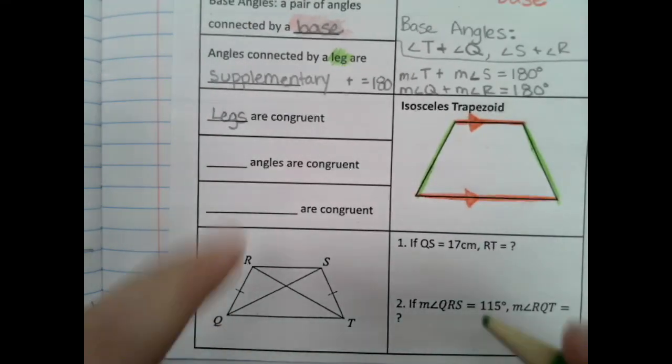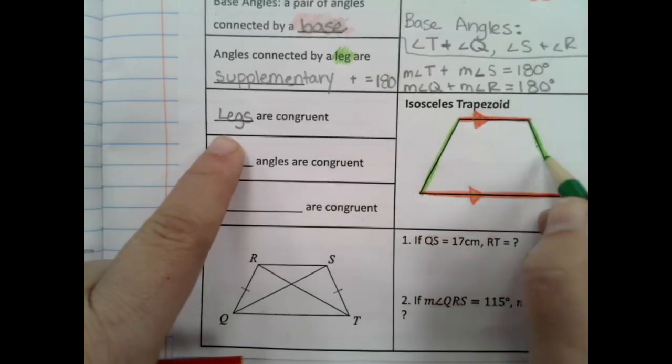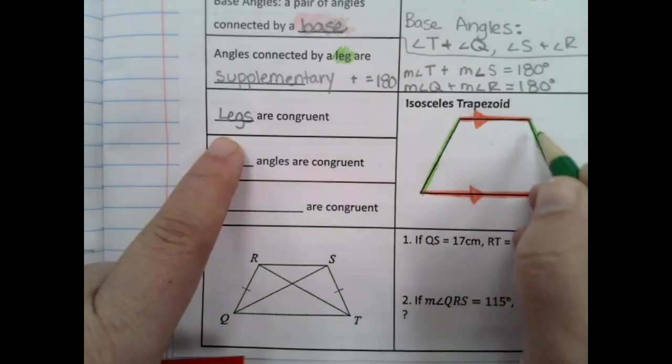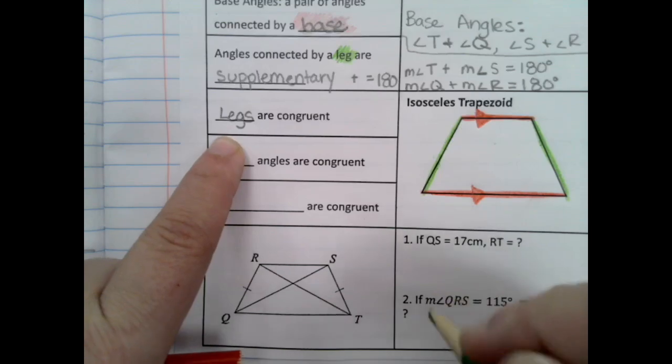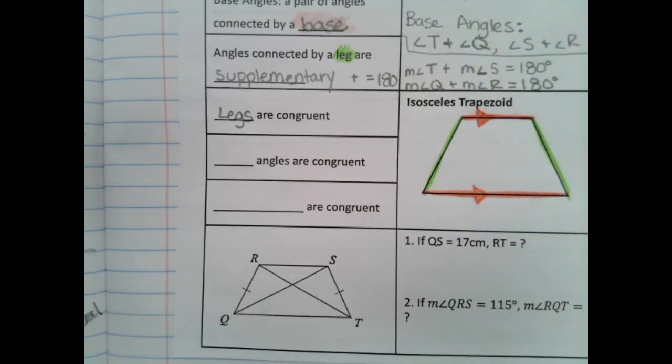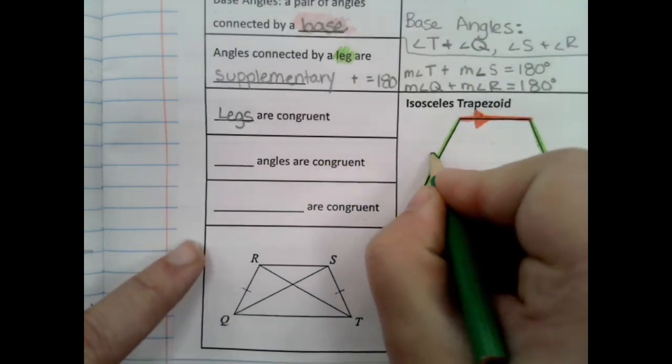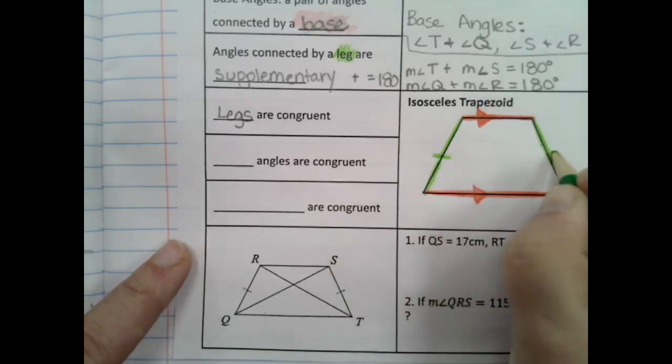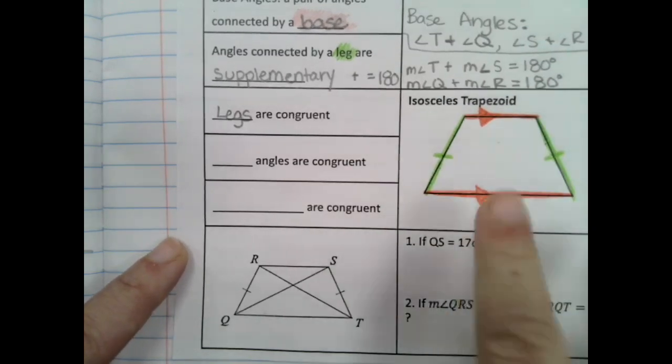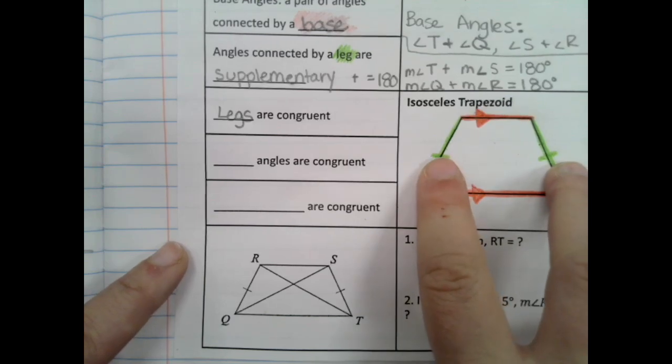As I look at our legs, we're looking across at these ones that aren't parallel. Those are going to be congruent. To mark two things congruent, we use little dashes when it's segments. So those sides are congruent. If you're not using colors, make sure you get those dashes in there.